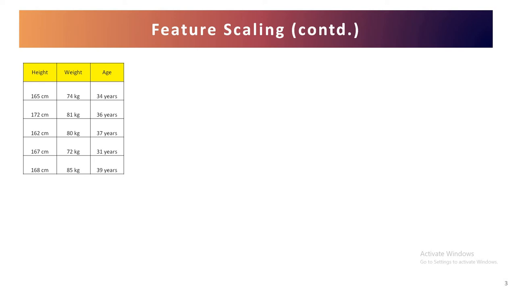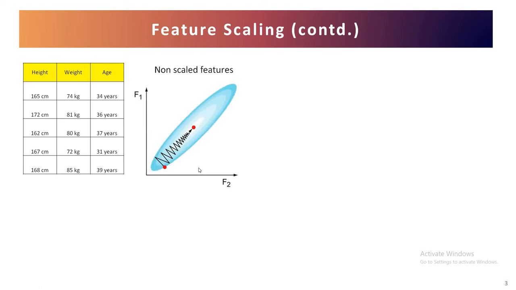In that graph, our aim is to find the best fit line which has the minimum loss. Over here we have height and weight as our independent features and age as the dependent feature, and the measuring units are completely different. Based on that, if we draw the gradient descent curve, let's say for feature 1 and feature 2, the convergence will be very difficult because we have two different units.